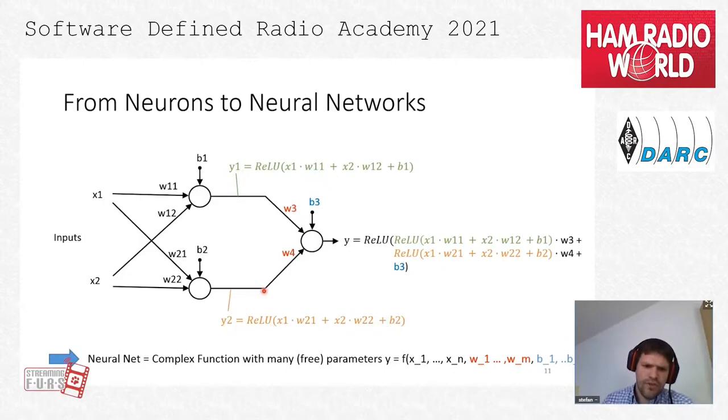And you can also go a step further and build some kind of hierarchical structure where you feed the outputs as an input to a third neuron. And again, you weight the inputs, you add a bias, you take the ReLU operation to form the output. Here we have a very simple network with only three neurons, and you can see it's already quite a complex formula. So a neural network is nothing else than a complex function that has many free parameters. Weights and biases can be fixed later during the training process.